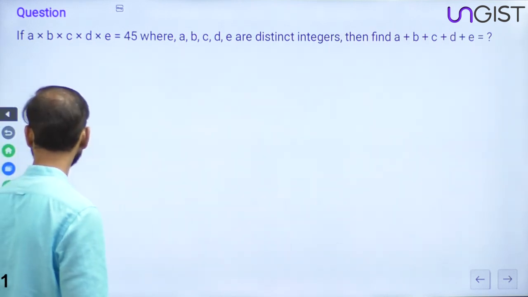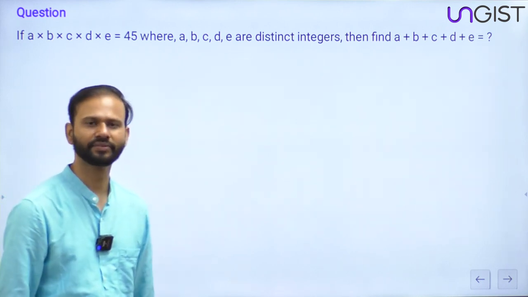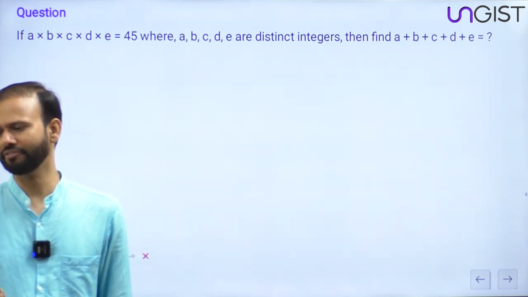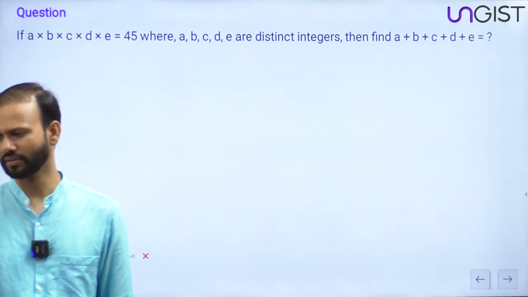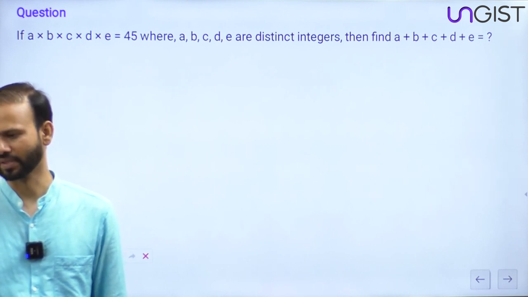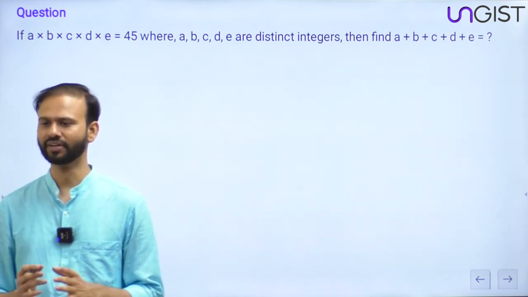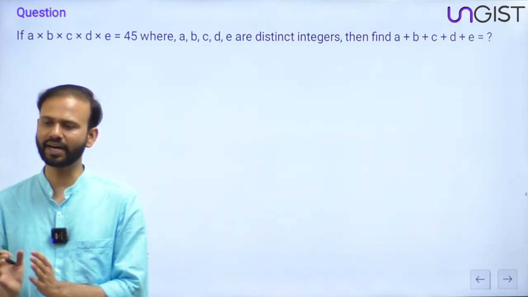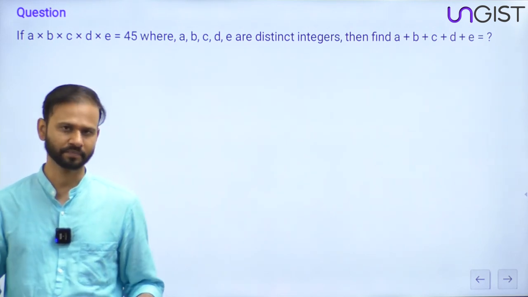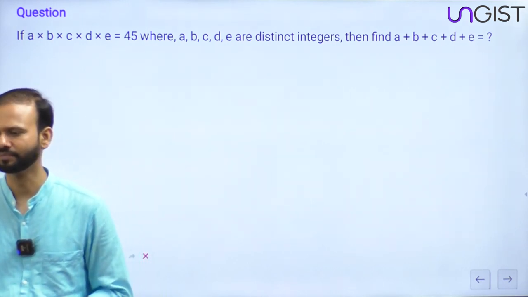Guys, please read this question again based on integers. Right. They are saying the product of 5 integers is equal to 45, where all the five integers are distinct, find their sum. The question is A into B into C into D into E is equal to 45, where A, B, C, D, E are distinct integers. Then find their sum. Correct? Please try to find this, everyone.